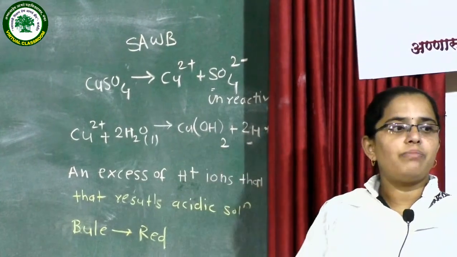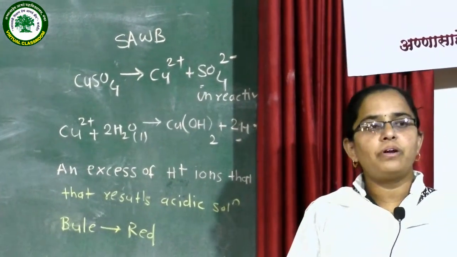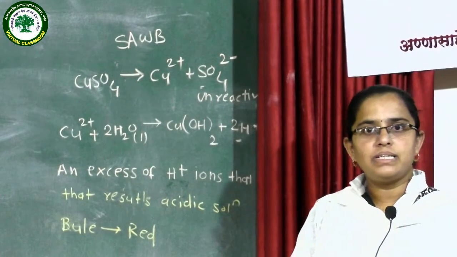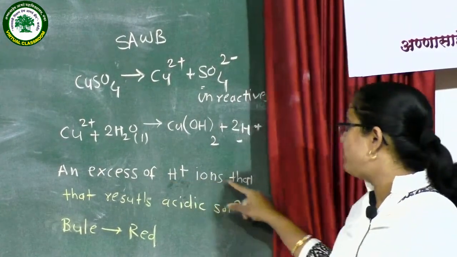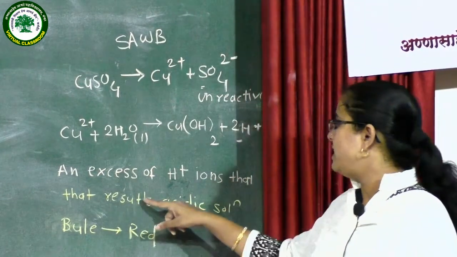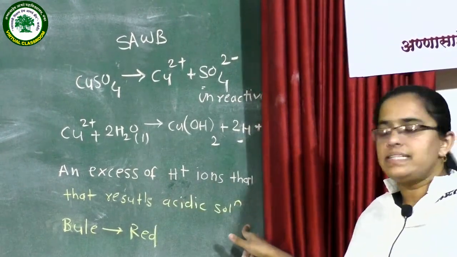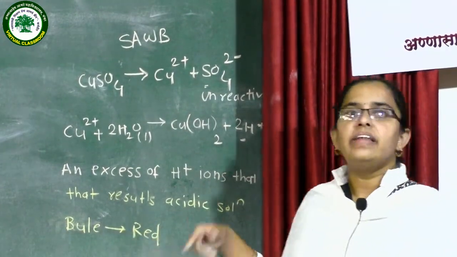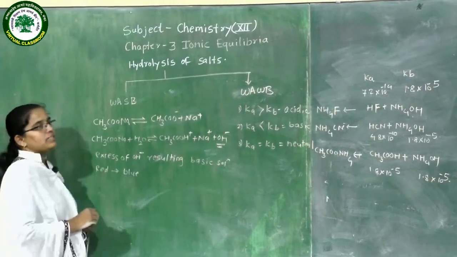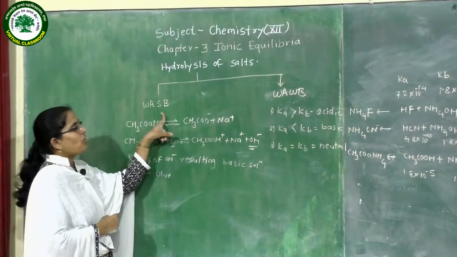To avoid this formation, excess H2SO4 is added in the preparation of copper sulfate solution. Excess H+ ions result in the solution becoming acidic. When the solution becomes acidic, blue litmus turns red. Next point is hydrolysis of salt of weak acid and strong base.